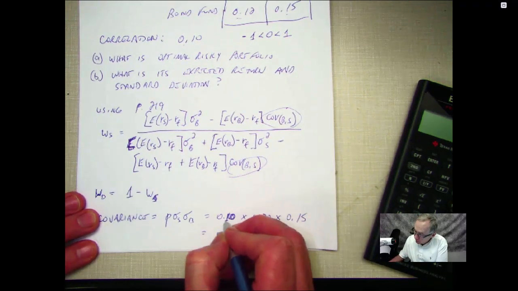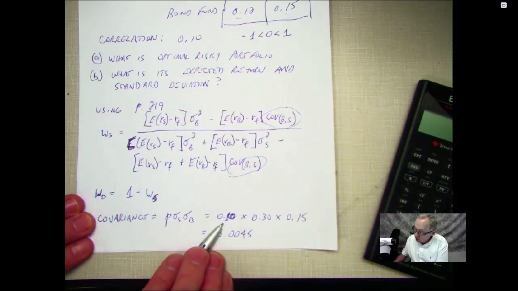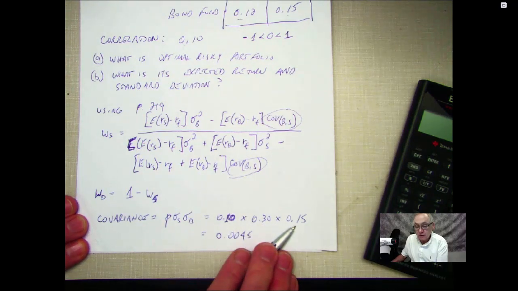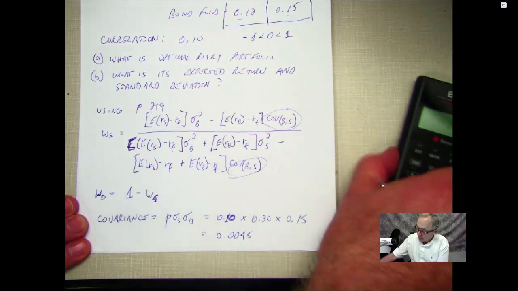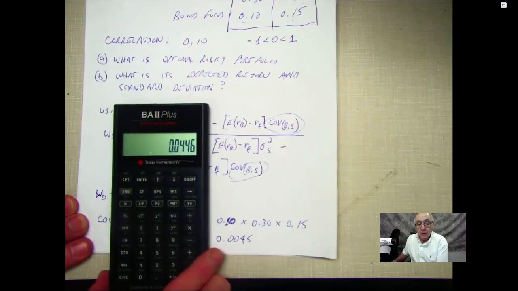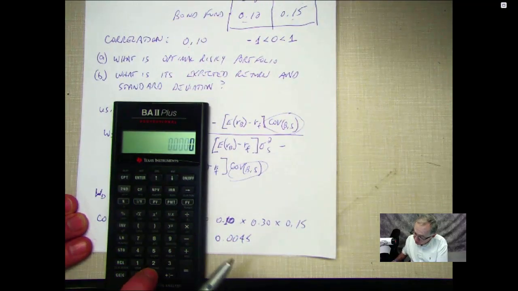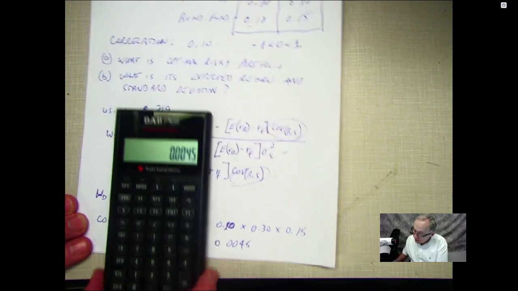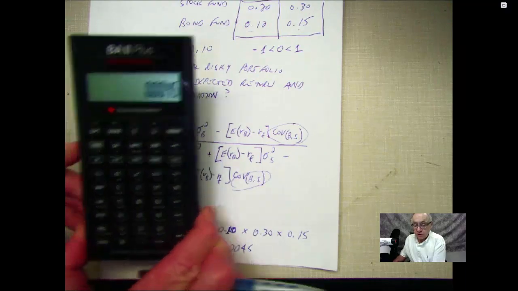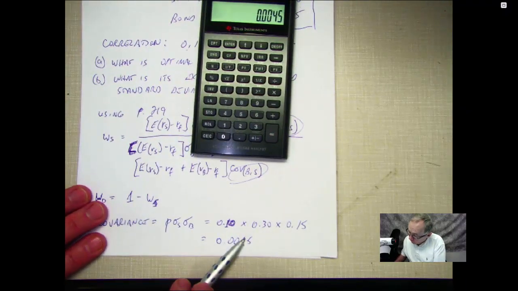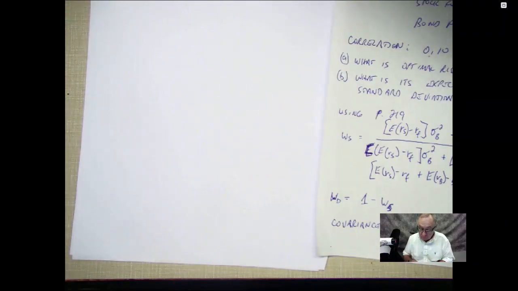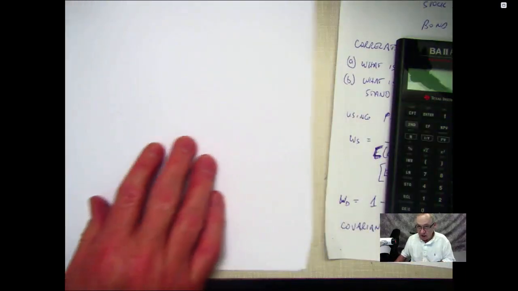So repeating our correlation, 0.10, standard deviation for stocks, 0.3, standard deviation for bonds, 0.15, and notice my new calculator, because I left one on the desk. 0.1 times 0.3 times 0.15 is 0.0045. Okay, so let's just put that aside because we're going to work with some of this again.